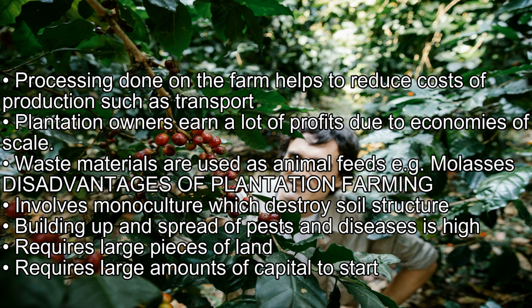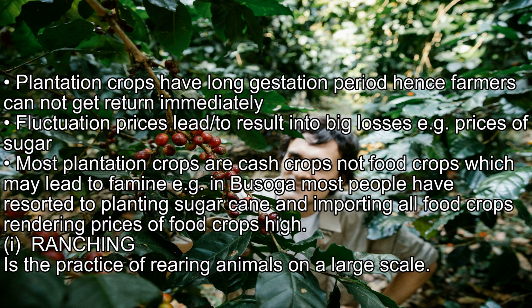Involves monoculture, which destroys soil structure. Building up and spread of pests and diseases is high. Requires large pieces of land. Requires large amounts of capital to start. Plantation crops have a long gestation period, hence farmers cannot get returns immediately.